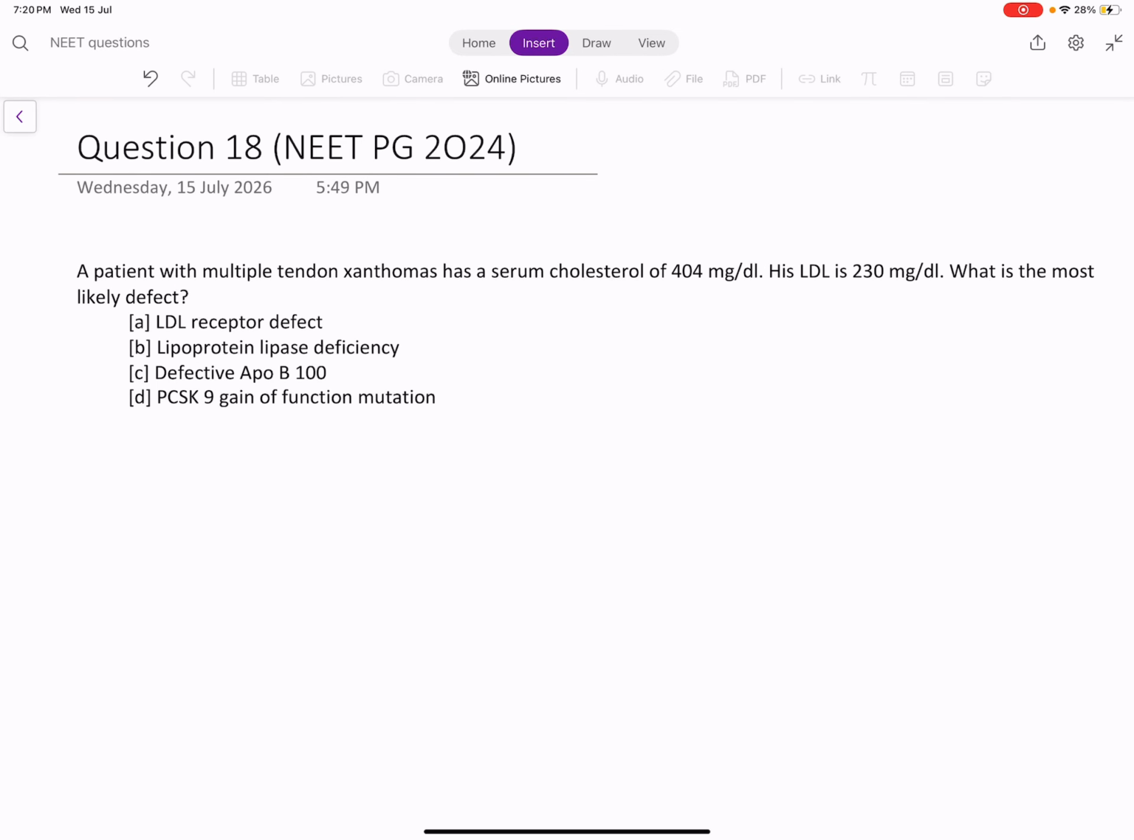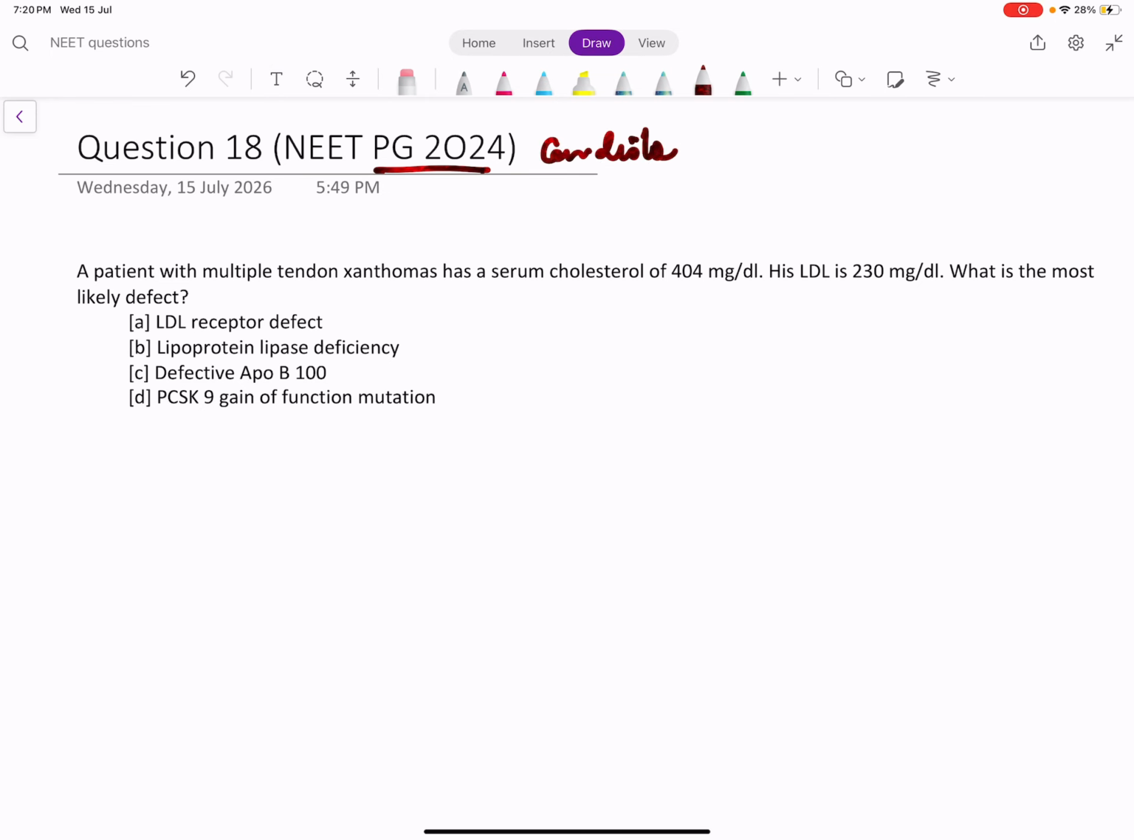Continuing with your previous year NEET questions. So another 2024 question on cardiology. It's a dyslipidemia question. A patient with multiple tendon xanthomas has serum cholesterol of 404 milligrams per deciliter. His LDL is 230 milligrams per deciliter. What is the most likely defect? So you can find the answer from many of the clues here.